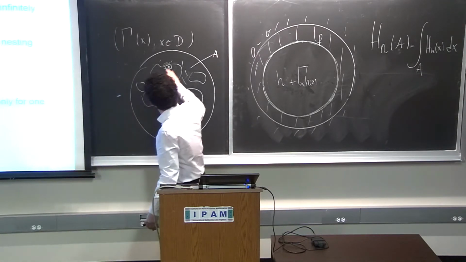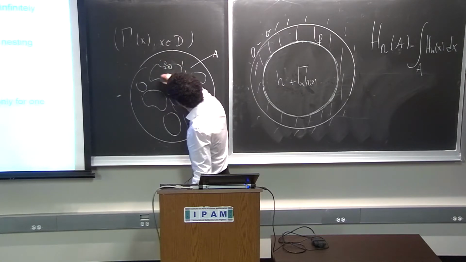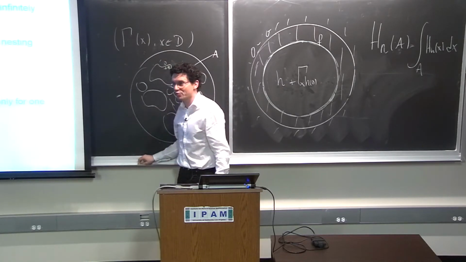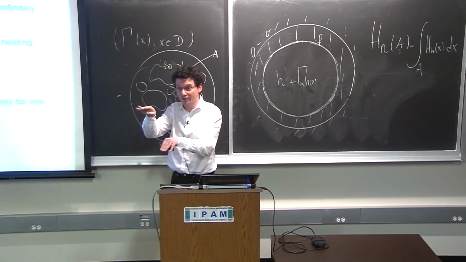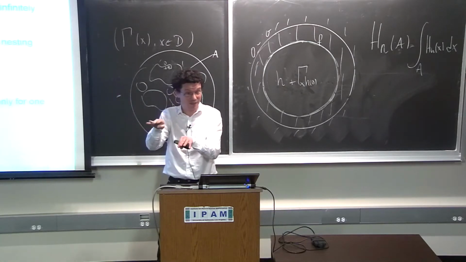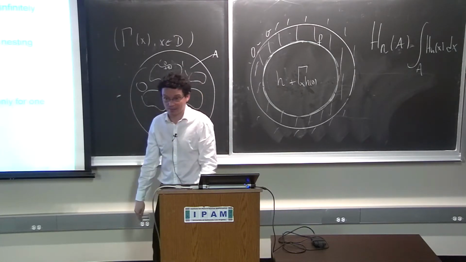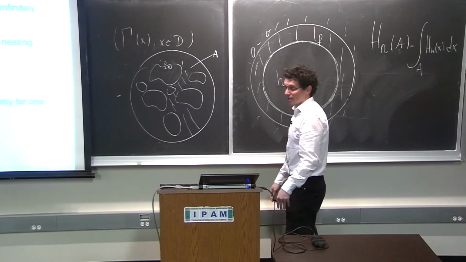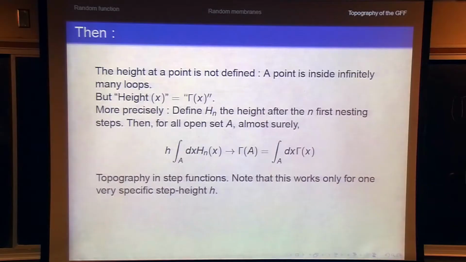So therefore, you should really view these lines that appear here as random cracks, random cliffs. They are not level lines, they are cliffs. So it's the derivative, if you want, of the Gaussian free field in that direction.